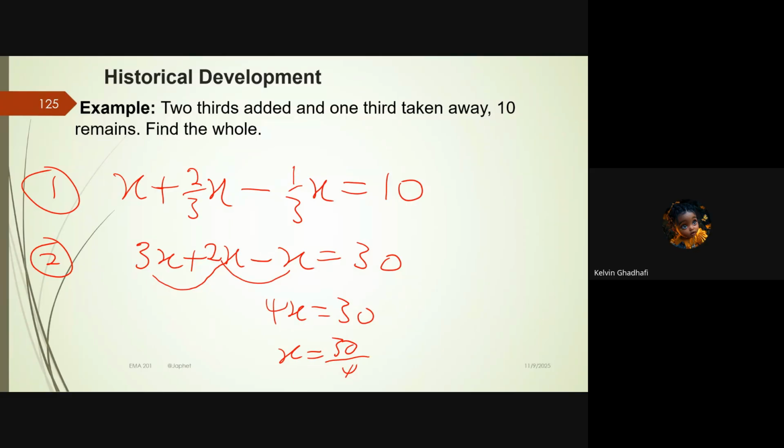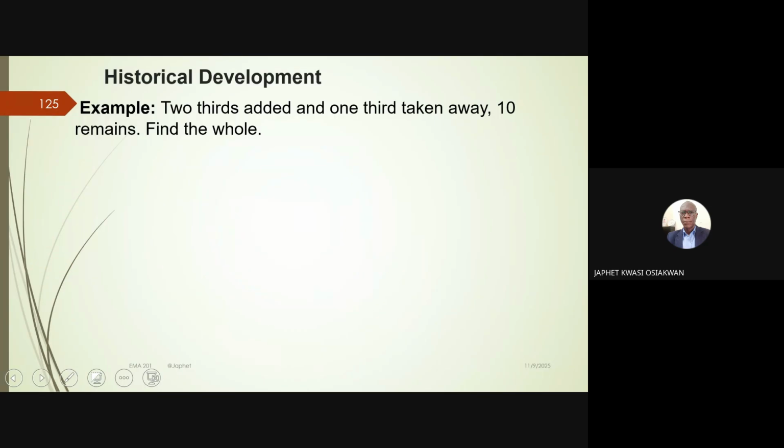Yes, sir. Okay, so 30 divided by 4. Okay, any other answer? Okay, so let's see how this question is solved.